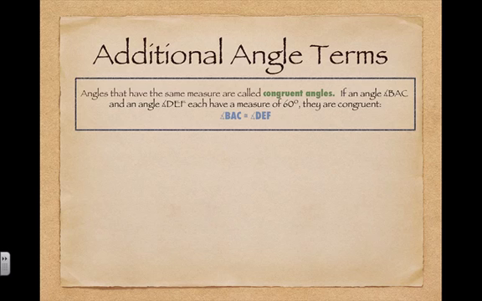So if we have two angles that have the same measure, those are called congruent angles, just like we had congruent segments before. So if the two angles both have a measure of 60 degrees, then we know that angle BAC and angle DEF are congruent to each other. And the symbol that we use for congruency is the same exact symbol that we used for segments, right there.